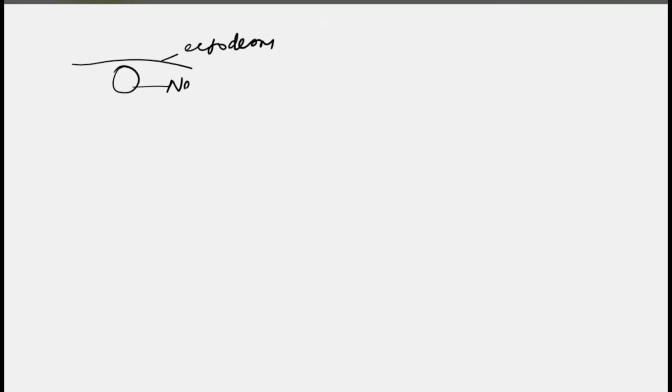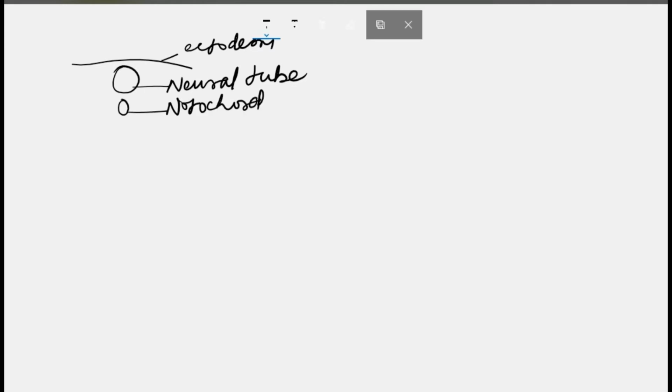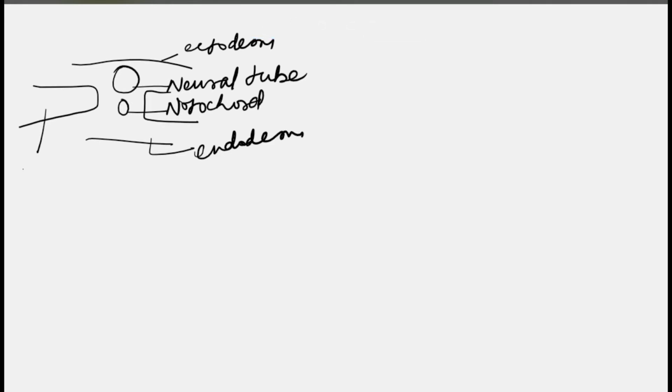So during development, you are having this ectoderm. Below this, you have the neural tube, and below this, you are having this notochord, and you are having endoderm here, and in between this ecto and endoderm, you are having mesoderm. Okay, so this is in your embryonic stage. Mesoderm is divided into different zones.